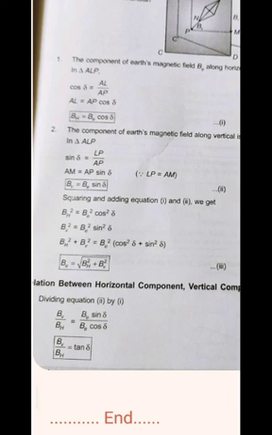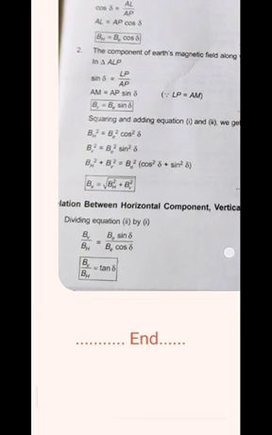The relation between the horizontal component, the vertical component and the angle of dip: dividing the vertical component by the horizontal component, BV by BH is equal to BE sine delta over BE cos delta. So BV by BH is equal to tan delta. This gives the relation between the horizontal and vertical components.